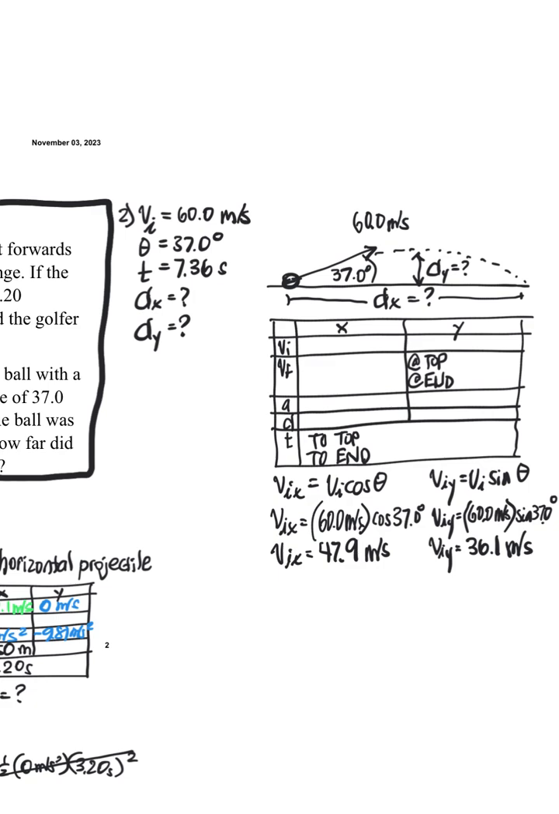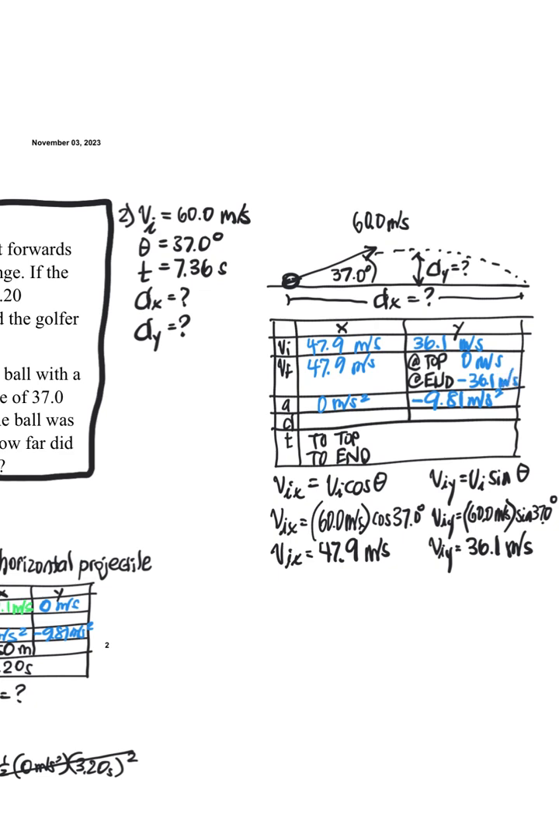So let's put those velocities into the table. And now we can start filling out some other stuff too. X acceleration is always 0. I don't care what kind of projectile you have, just as the y acceleration is negative 9.81 meters per second squared always. And then, all right, so that x velocity continues at 47.9 meters per second. And then the y velocity at the highest point is 0. And at the end, it's negative what it was to start. So negative 36.1 meters per second.